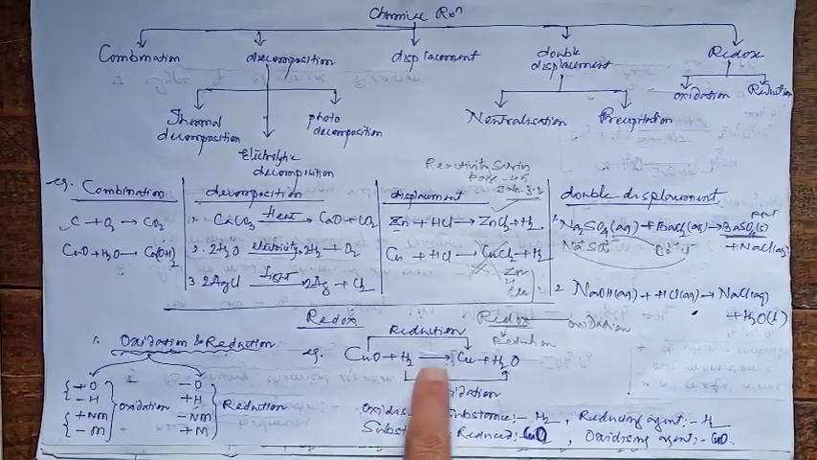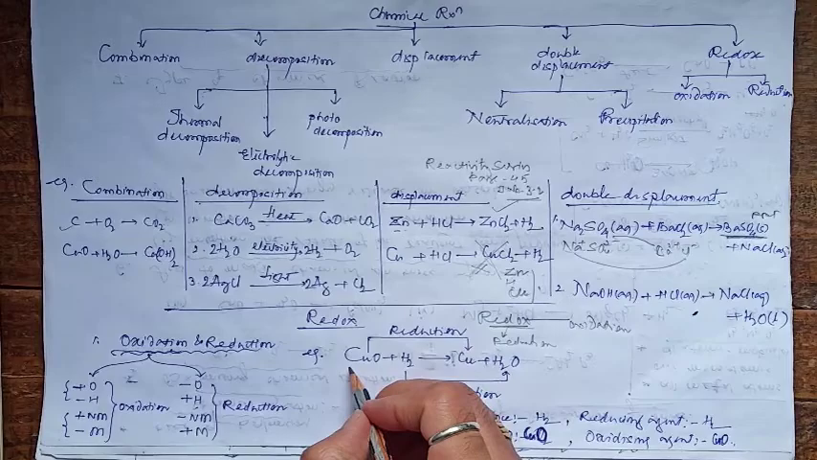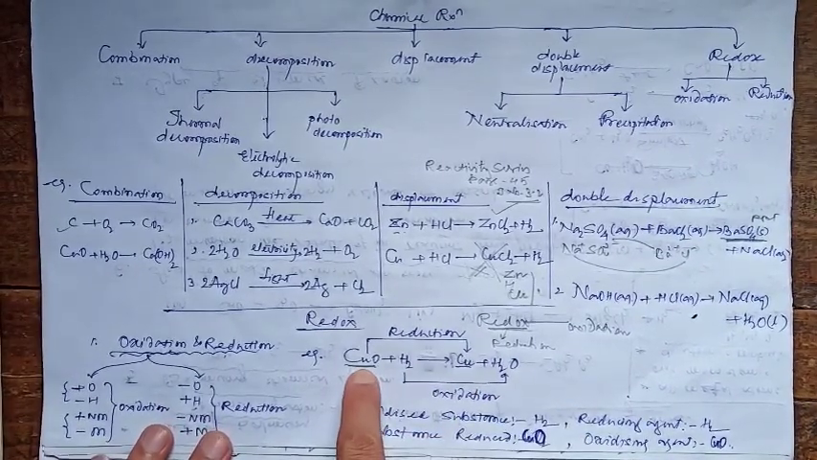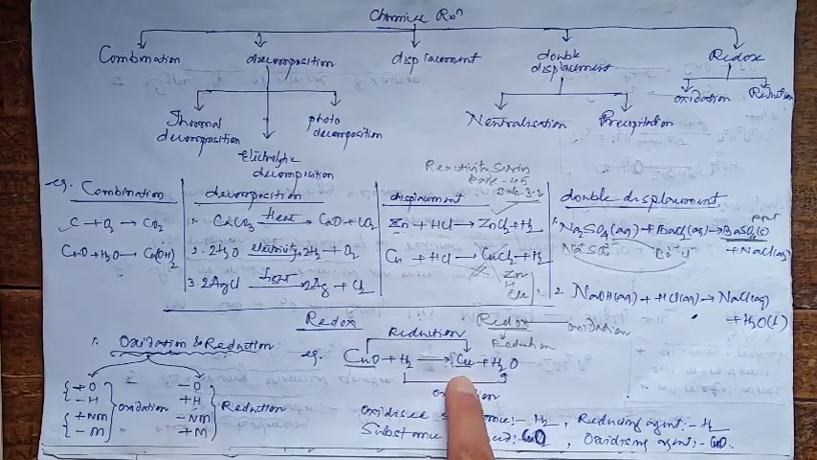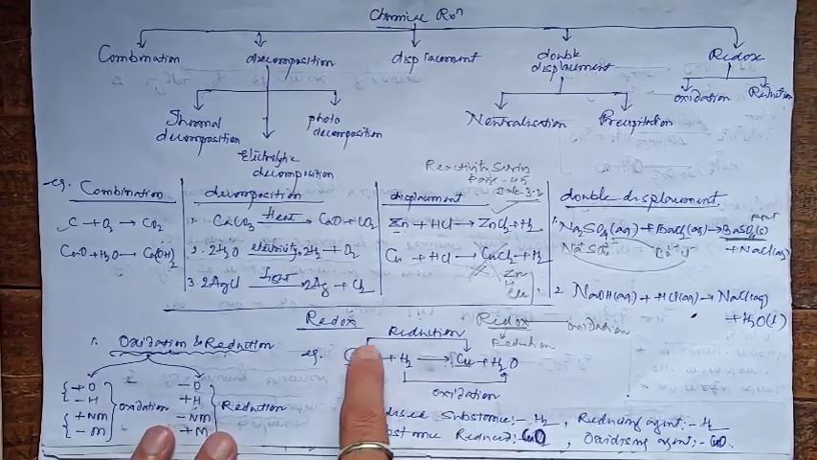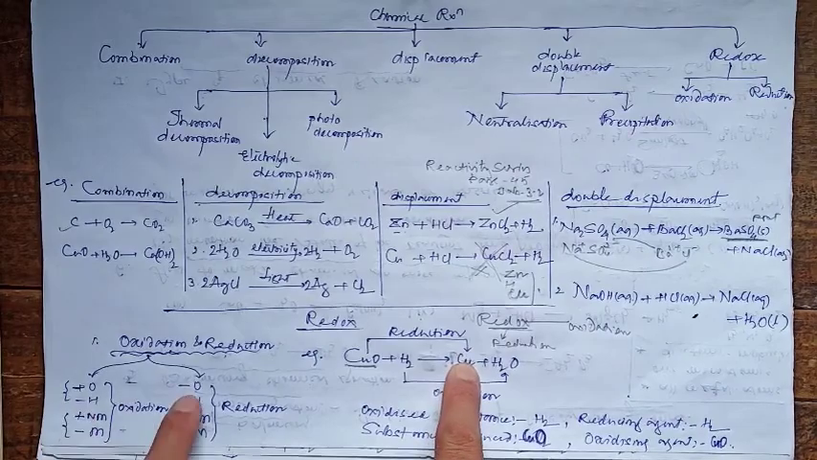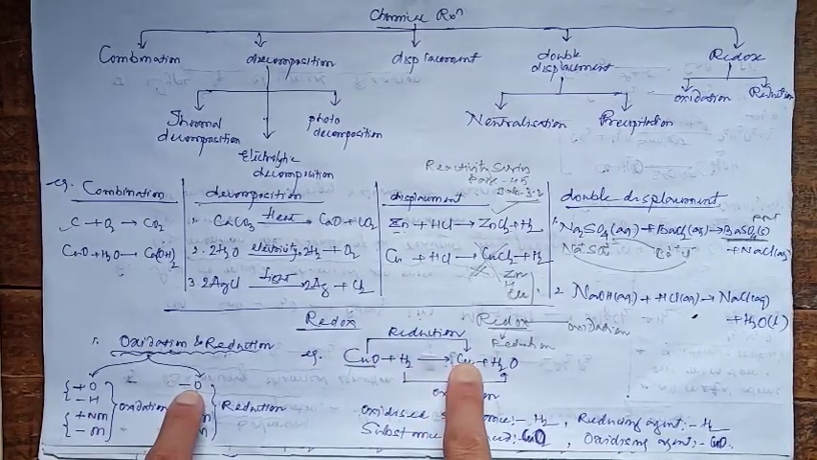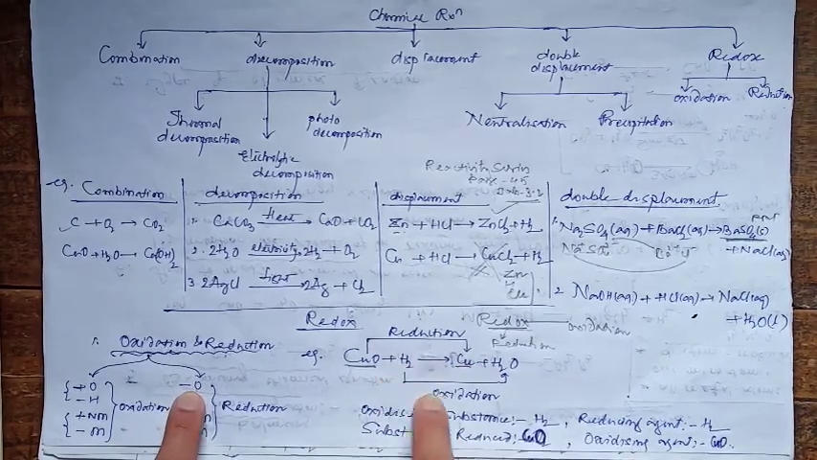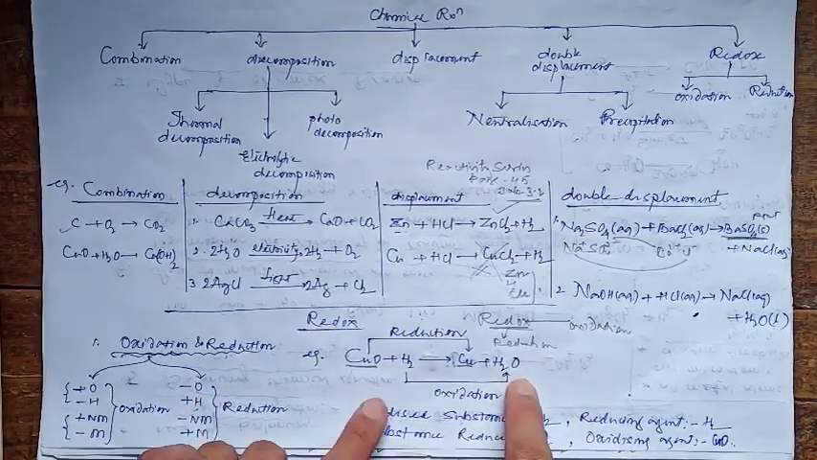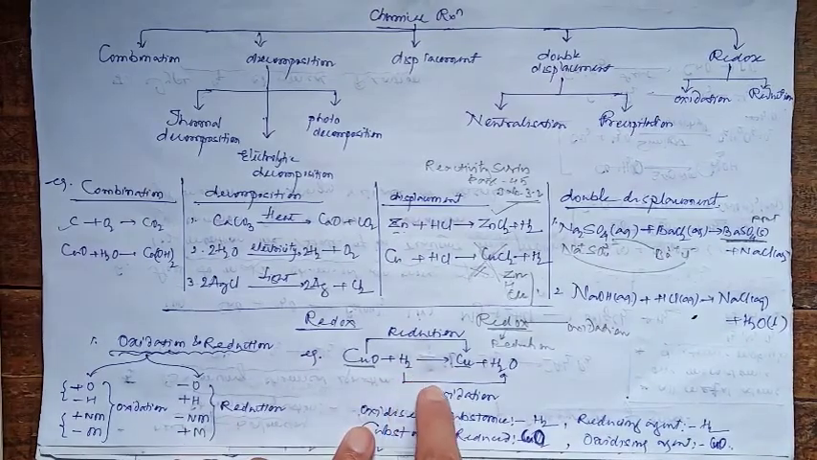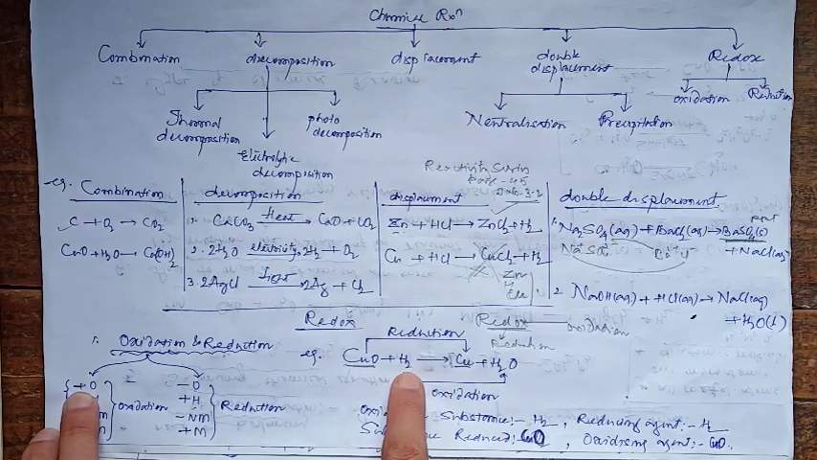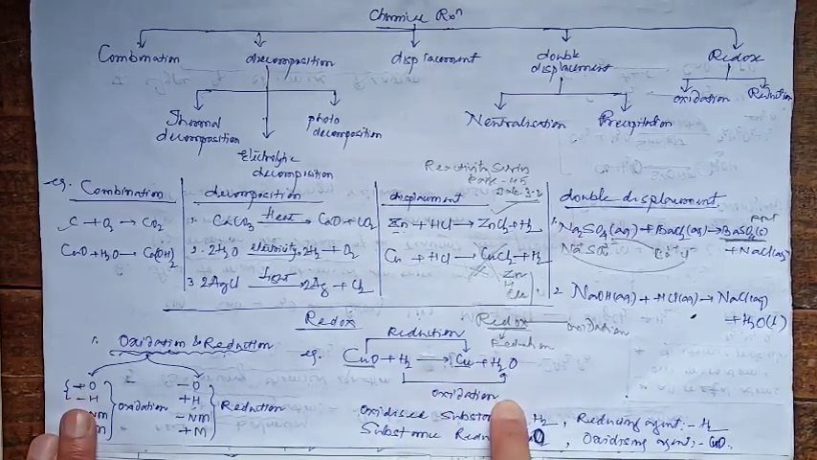Copper oxide plus H2 gives copper plus water. If you look at the reactant copper oxide and the product copper, we start with copper oxide and end up with copper. It means oxygen is removed from copper oxide. By definition, removal of oxygen is called reduction. So copper oxide to copper is a reduction process. Now we have hydrogen initially, and at the end we have water. Oxygen is added to hydrogen. By definition, addition of oxygen is called oxidation. So hydrogen to water is an oxidation process.